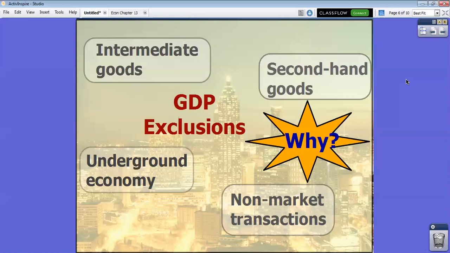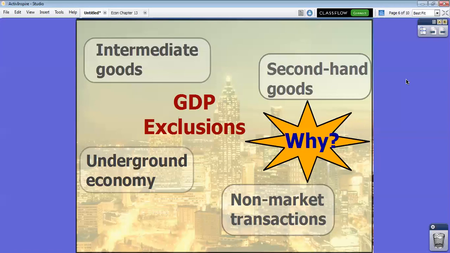The second thing not counted are secondhand goods. Basically what we're saying here are used goods. Used goods are not counted because they were first counted when they were made. They weren't made a second time. So if you buy something used, it is not counted.